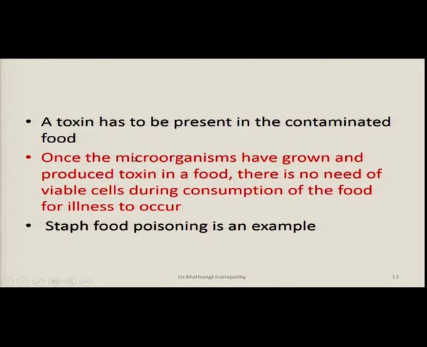So once the microorganisms have grown and produced the toxin in the food, there is no need for the viable cells during the consumption of the food. So you don't even have to detect the debris of the live organism. It is enough if you can detect the toxin which is present in the food concerned. A typical example is staphylococcal food poisoning or the staph food poisoning.